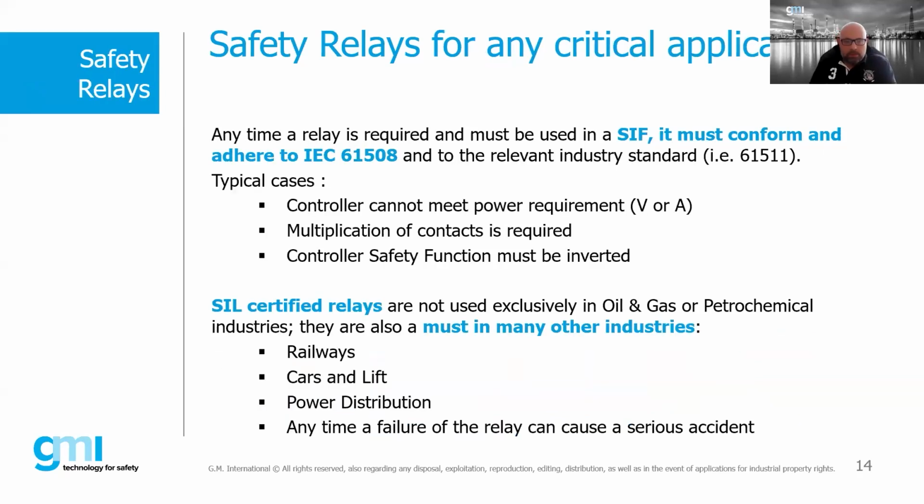Let's examine now a safety relay as part of a safety instrumented function. A safety relay can stop or initiate a movement in a controlled manner. This means that it can open or close a valve, start or stop a motor. Such devices must conform and adhere to the IEC 61508 industry standard. Safety relays shall be used where a failure of the device can cause serious accidents to human assets, infrastructure, equipment, and the environment too. This is not only strictly related to the oil and gas or the process industry. This is valid as a general rule.